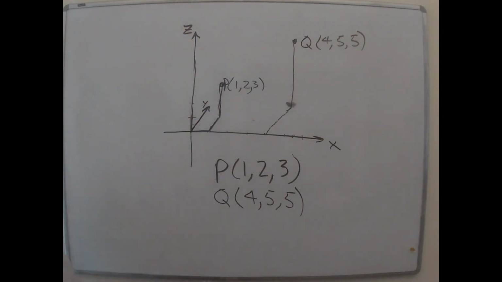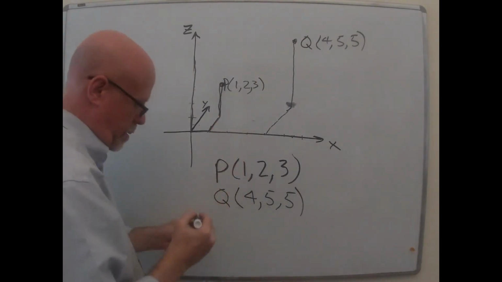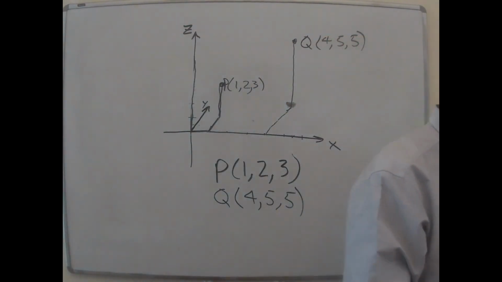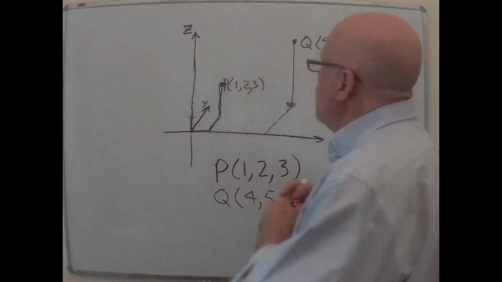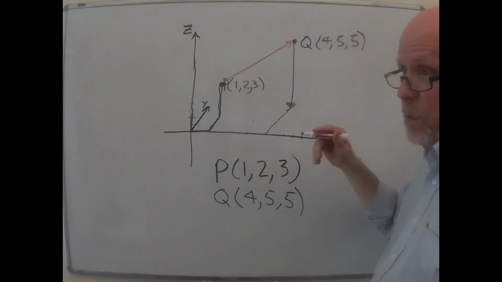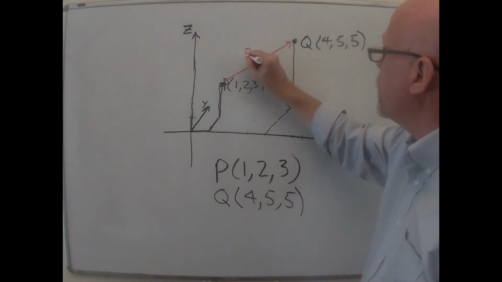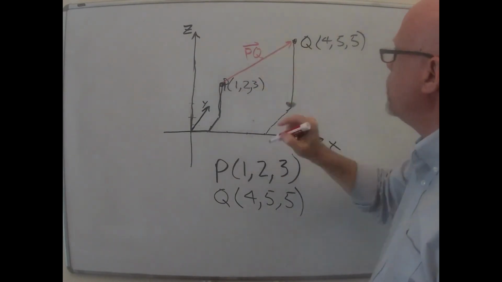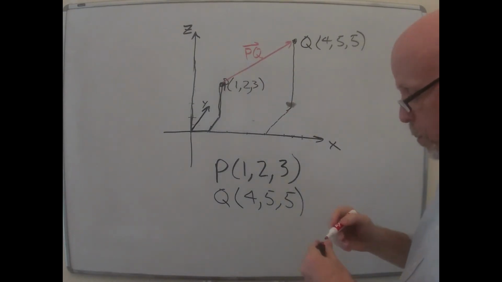And there's a vector that goes between those guys. They do a different color for our vector. This is just a three-dimensional version of what we did last time, but that would be the vector PQ, whose initial point is P, whose terminal point is Q.